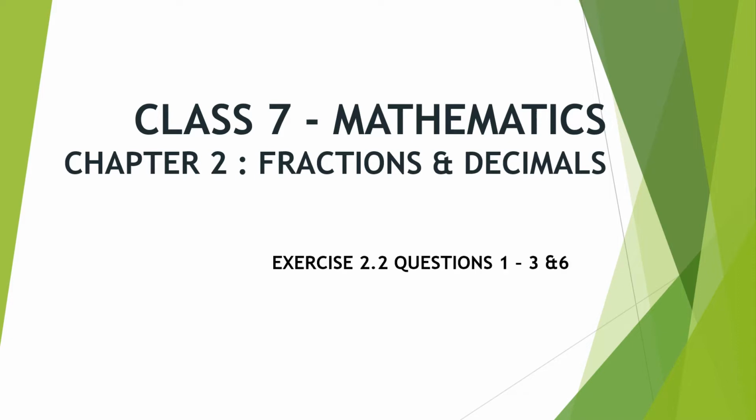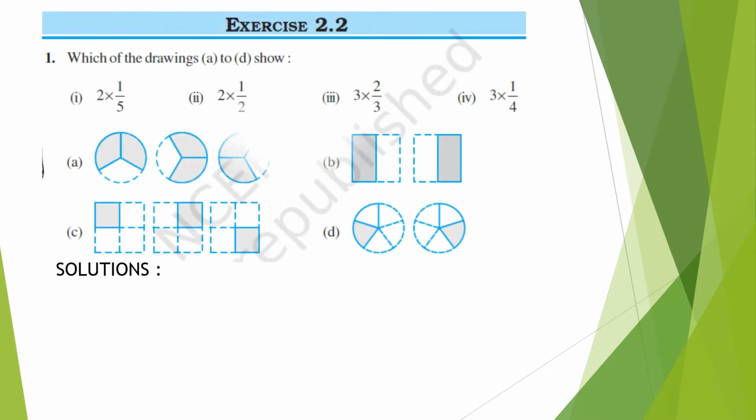Today's topic is exercise 2.2 questions 1, 2, 3 and 6. Let's move to the first question. Which of the following, A to D, shows 2 integer 1 by 5? Which fraction represents 2 integer 1 by 5? You have to show the pictorial representation of this whole number with a fraction.